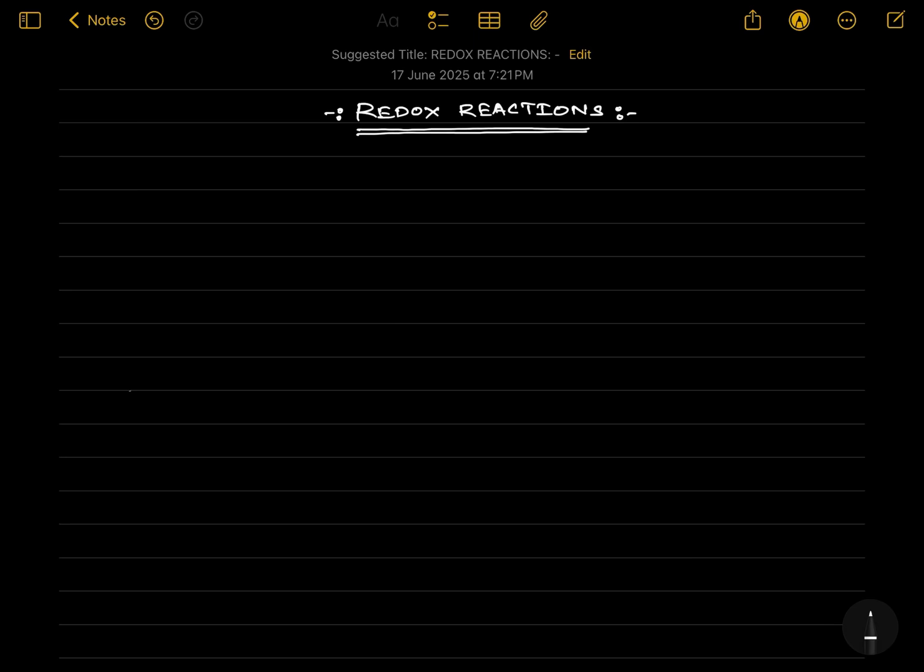Hello students. So today we are going to discuss the topic redox reactions. Now, as we all know, for the topic redox reactions we definitely need to understand what exactly we mean by the term redox. Before we start talking about the term redox, let me discuss two more important terms before beginning this topic. The first one is oxidation and the other one is reduction.